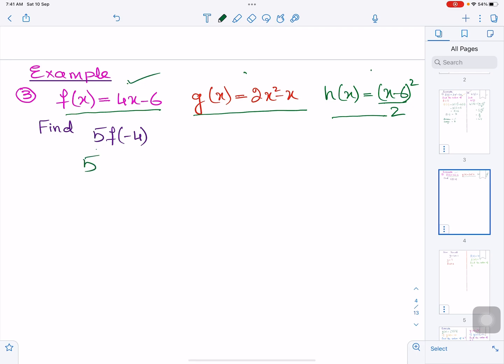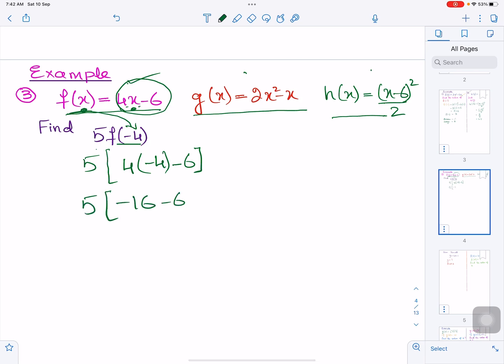So you will do 5, it is a multiplication. So in place of x, in function f, replace minus 4. So it will be 4. You see, this is here already, so I am just writing this in the bracket. 4 minus 4 minus 6. Right? I hope you understand. Instead of f of x, it is f of 4, which is 4x minus 6. So 5 times minus 16 minus 6. So what will it be? 22, and it will definitely be minus.